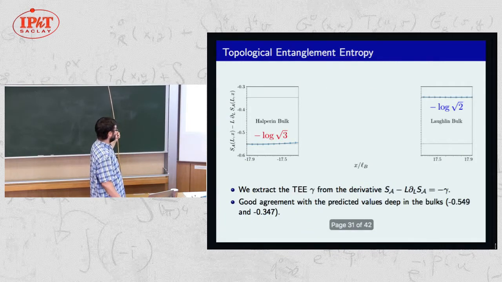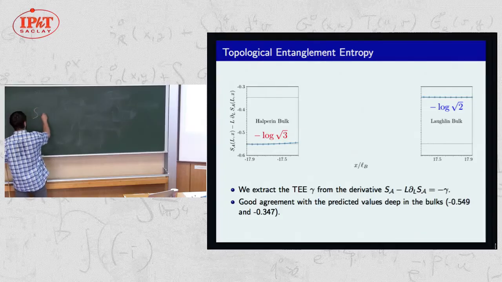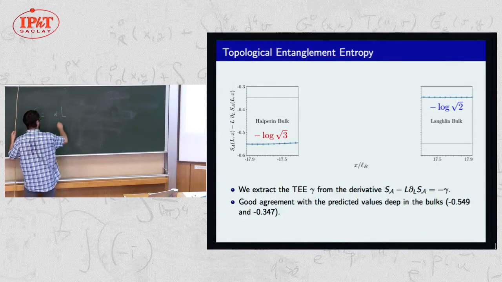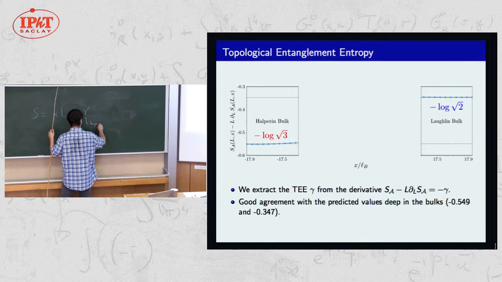Now let's look at the entanglement entropy. The entanglement entropy, we said, is a linear part minus gamma. Gamma depends on the topological order.